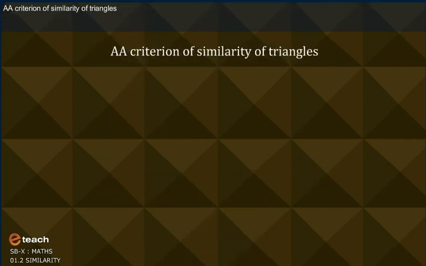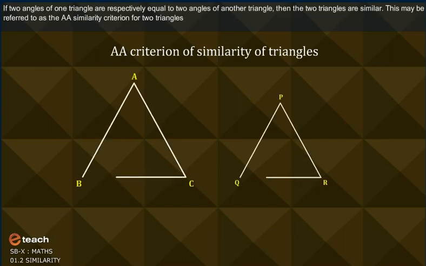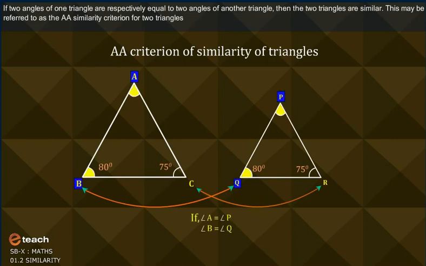AA criterion of similarity of triangles. If two angles of one triangle are respectively equal to two angles of another triangle, then the two triangles are similar. This may be referred to as AA similarity criterion for two triangles.